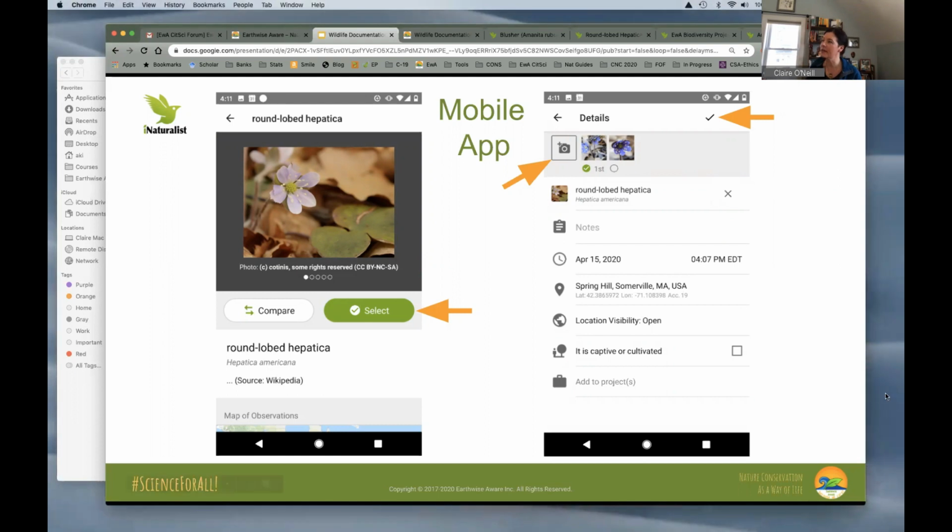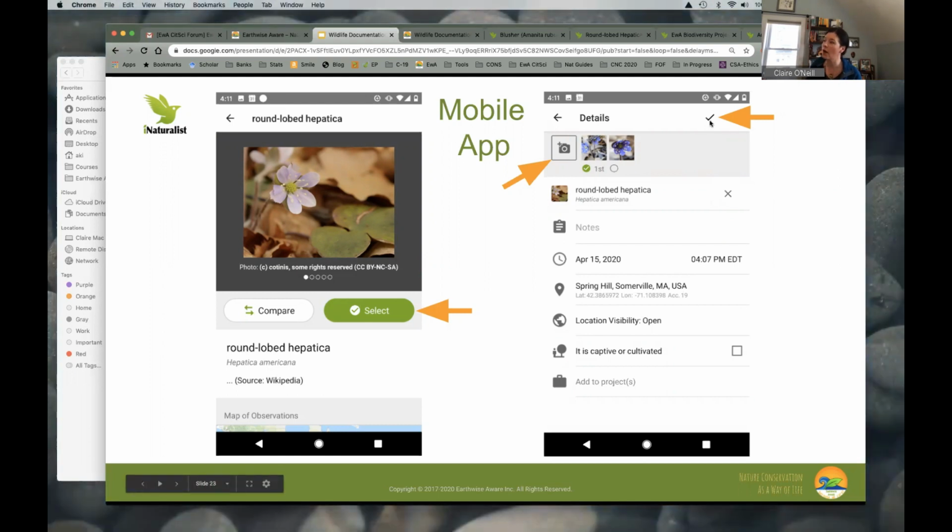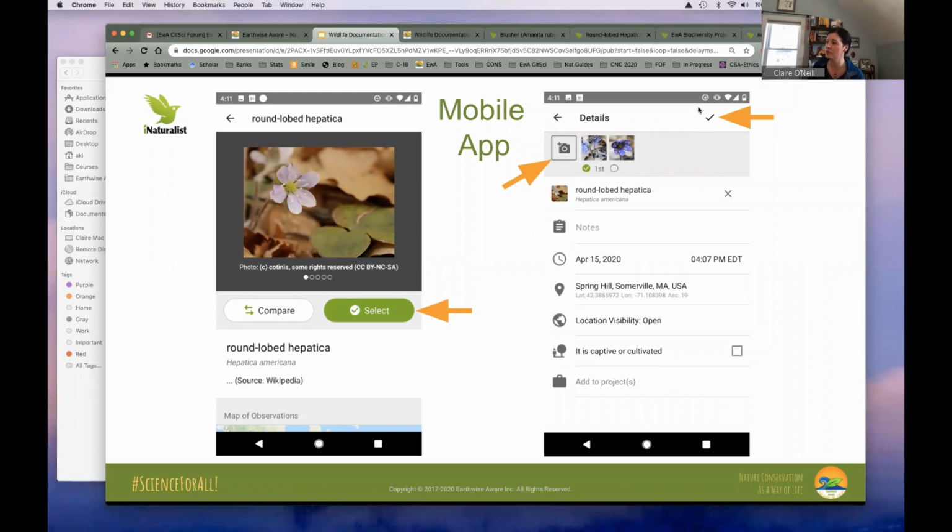All right, and then once it's done, to finish the upload on the Android, I'm going to click this check mark. I think that actually the iPhone is more intuitive than just this little check mark there.